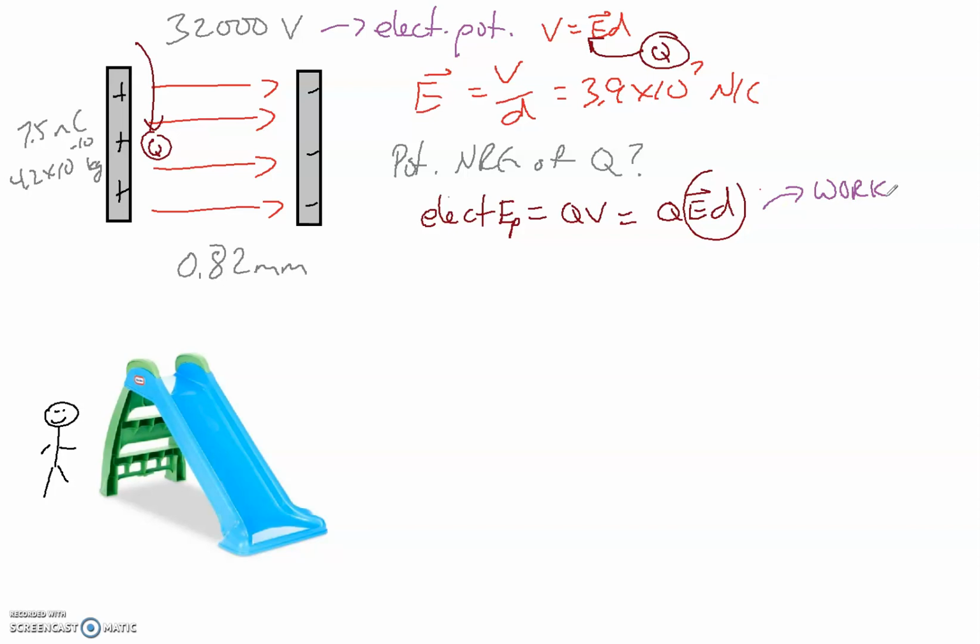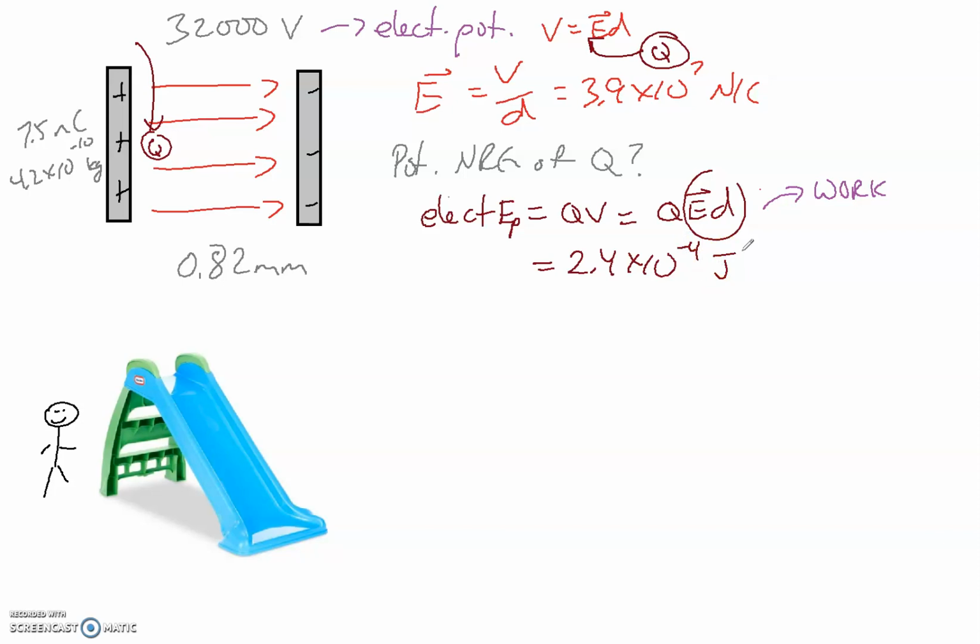Okay, so if we take this, we can now use this to calculate the potential energy, either using Q times V if we wanted to, or the QEd. It doesn't make any difference. We have the voltage, we have the Q. That might be the easier way to do it. So we've got the 7.5 times 10 to the -9 coulombs, and we multiply that by the voltage of 32 grand. Then we'll have our electric potential energy, which is around 2.4 times 10 to the -4 joules.